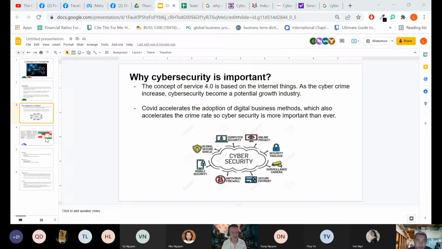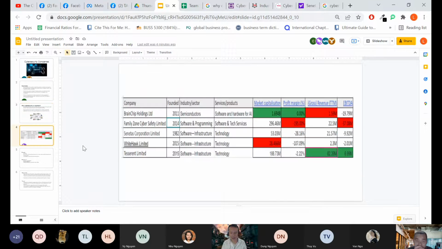The next slide, please. I didn't check Whitehawk carefully enough, so I didn't realize it had a minus 107 profit margin. That's quite unusual. And Family Zone is 195. Whoever's got Whitehawk, you've done the right thing. A 107 negative profit margin is concerning, obviously, but like you say, these are young companies. A 195 for Family Zone Cyber is quite interesting.